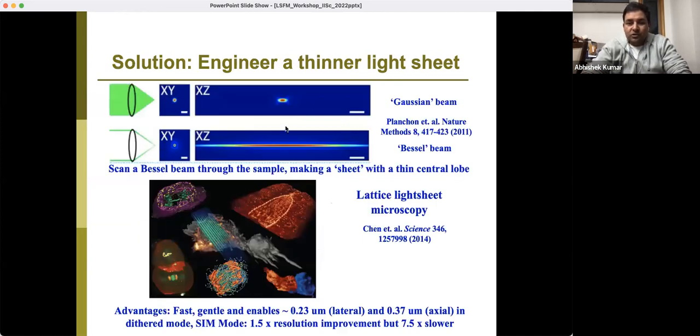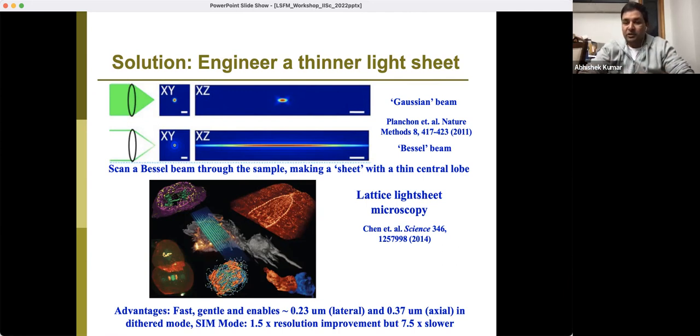So what are the solutions? I don't have to go into detail, we already talked about that. You can use a Bessel beam. So basically you can make your beam non-diffracting, but the downside is you will have the side lobes, so phototoxicity will be more. And the same thing you can do using lattice light sheet, basically lattice illumination.